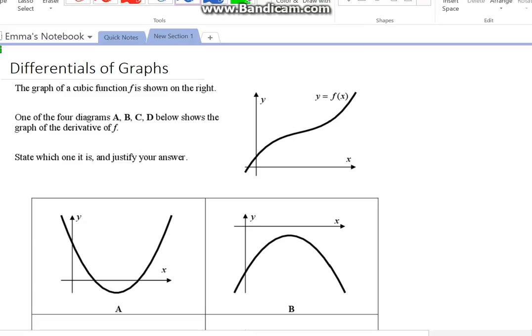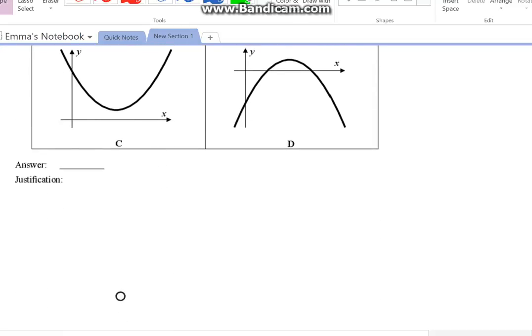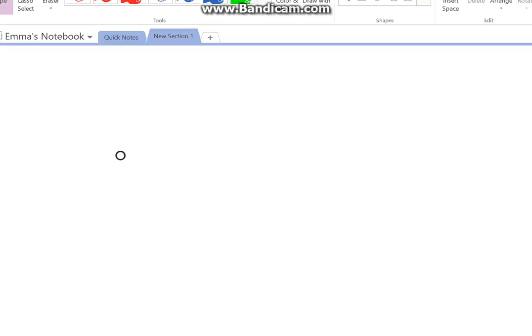Okay, so we're just going to look at differentials of graphs. So we did this a good while ago, but just to recap over it. Differential means differentiation, obviously. So just a recap on what we talked about before.